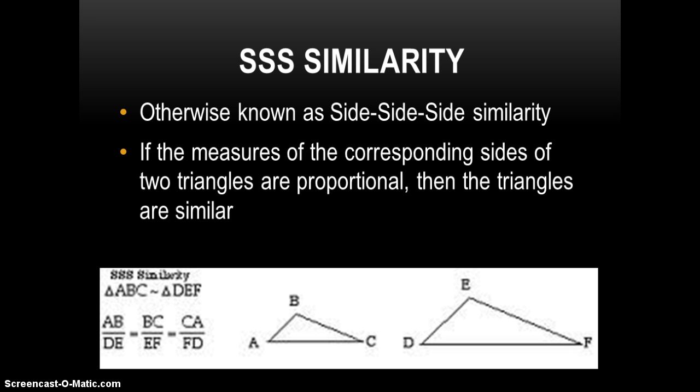Now remember that we don't want AB to be congruent to DE, just the ratios of their sides are the same.